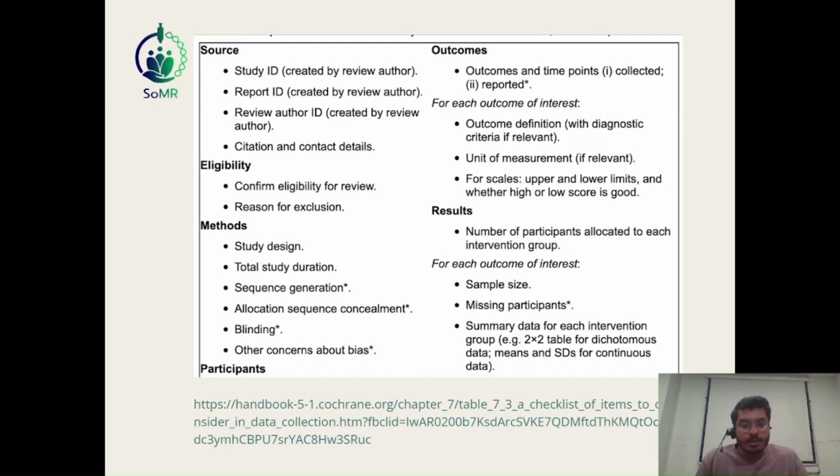Then we have methods, in which we commonly talk about the study design, the study duration, sequence generation, allocation sequence concealment, blinding, how the study was blinded, and other concerns about bias, because certain studies may have a high risk of bias, certain studies may have a low risk of bias. So that is why we do quality assessment, right?